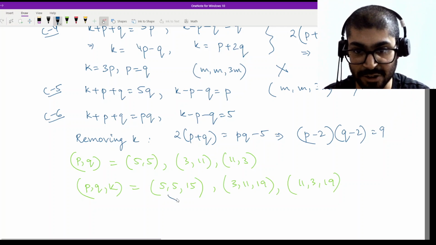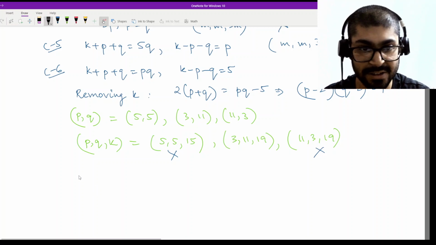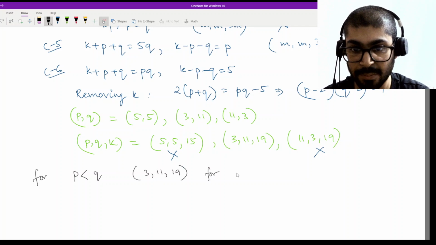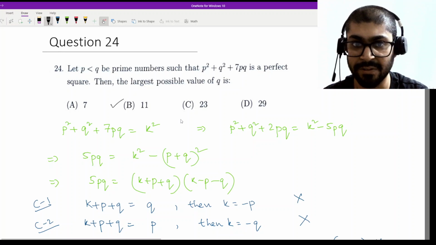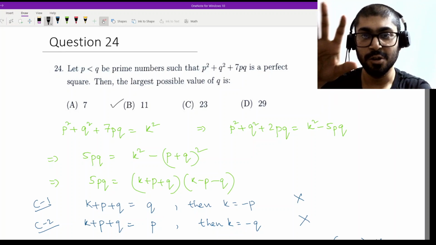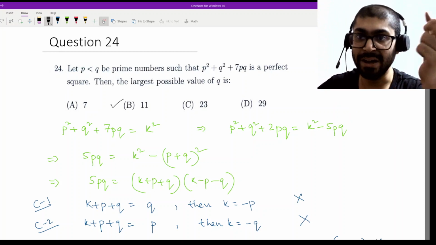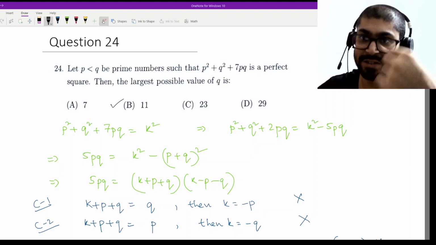P is less than q, right? So this is not acceptable, this is not acceptable. The only solution that we are left with here is for p less than q, we have 3, 11, 19 for p, q and k. That means the maximum value of q we obtain is 11. Now this sum was a bit larger. We had to consider each case separately and evaluate each case, and the condition given of p less than q made it much easier. If there was a condition of p less than or equal to q, nothing would have changed. We would have still gotten 11.